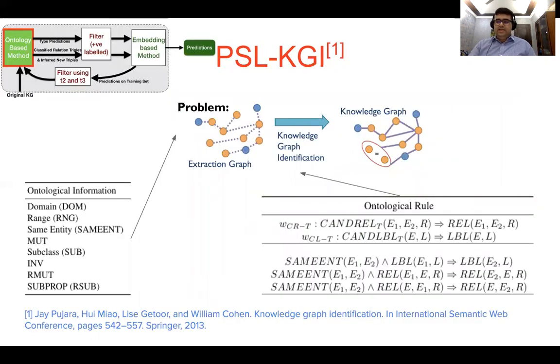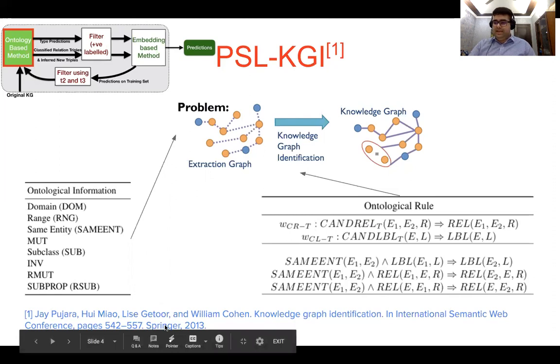PSL-KGI is one such probabilistic rule-based model that can be used in our experiments. The solution to the PSL model essentially provides the most likely interpretation of the knowledge graph, which can then be used to reject noisy facts and generate new candidate facts. For more detail, please refer to the paper cited in the slide here.